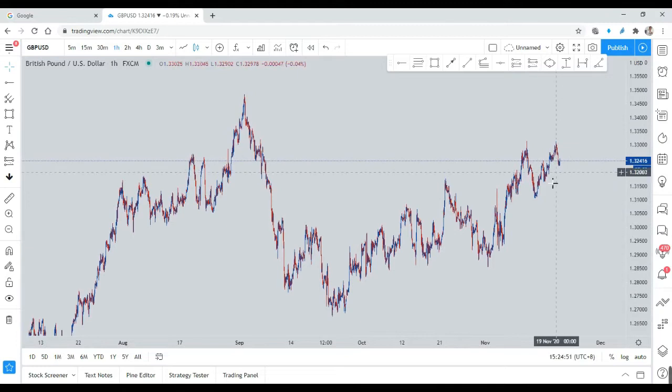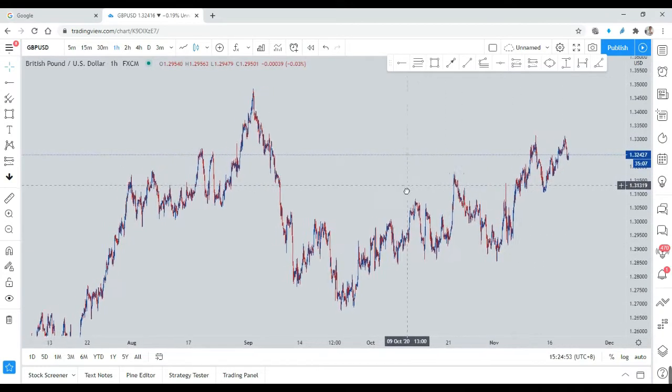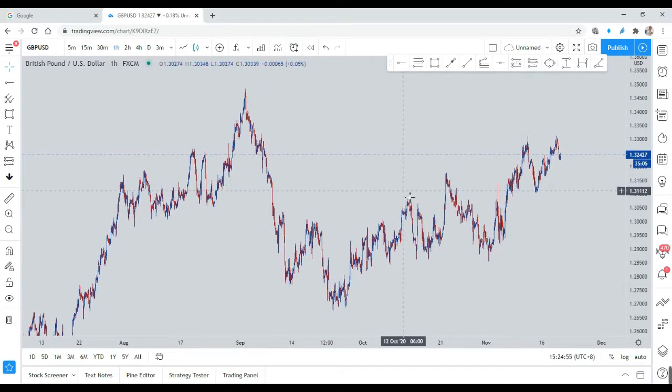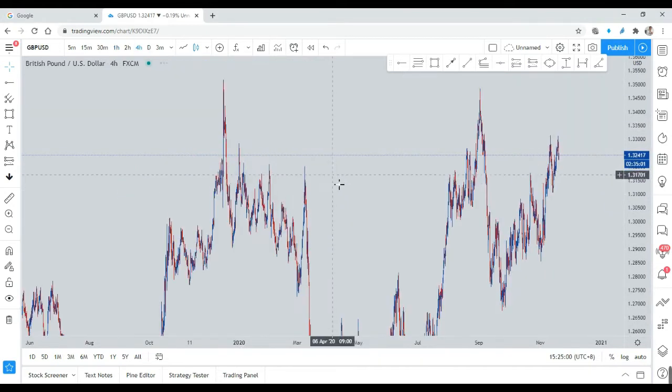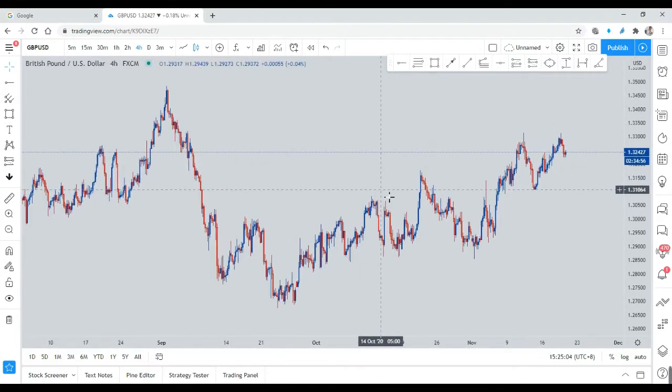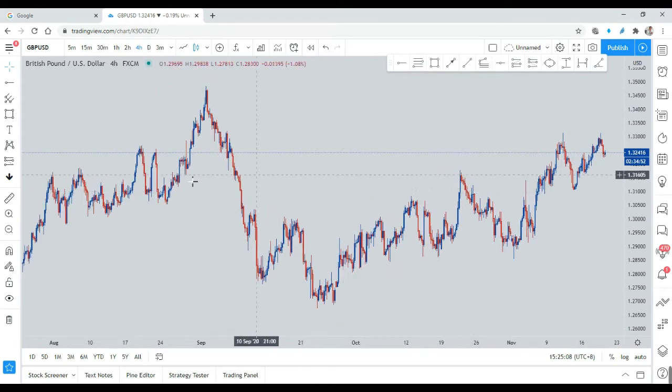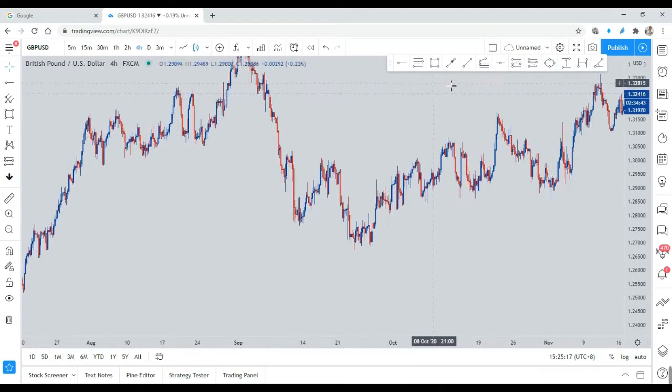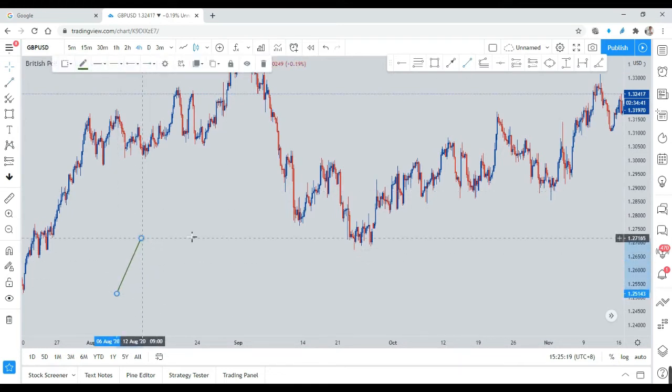All right, so first of all, what we can see right here is that we have a very clear QML level. Let me switch it to H4 for a proper view. We have a very clear QML level. So where is it? This is it. The price went up, higher high, higher low, higher high, higher low, higher high. Then suddenly there is a big drop. So we have a QML.